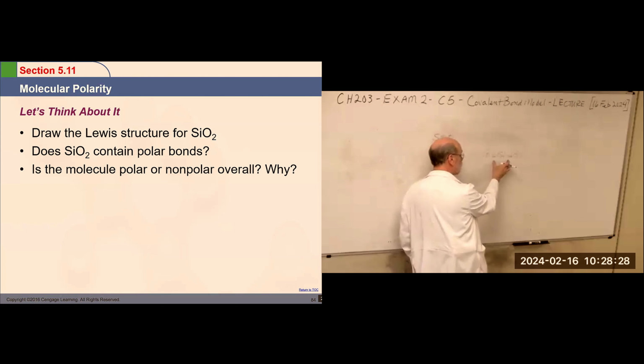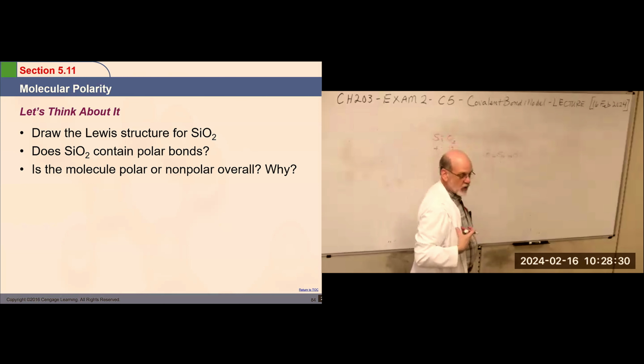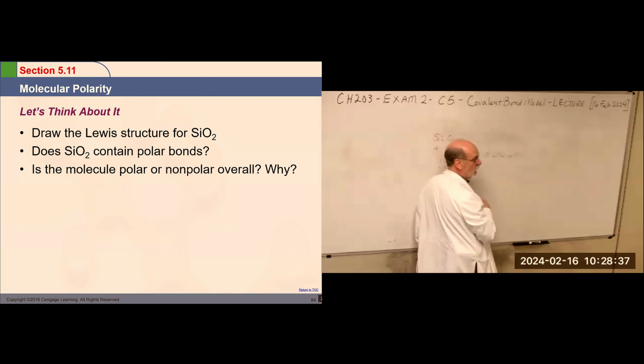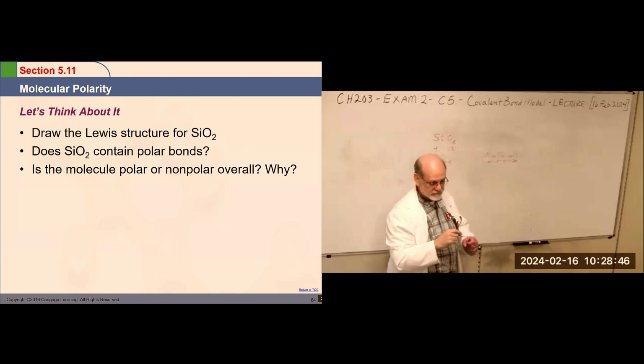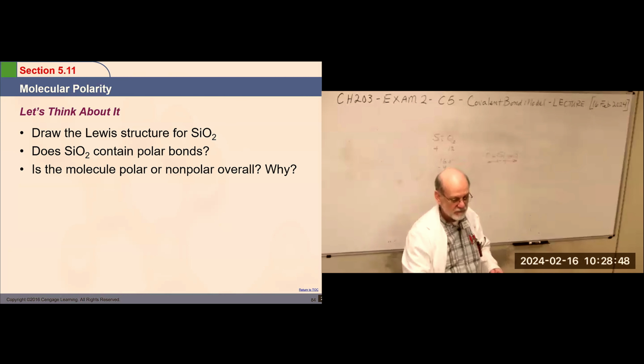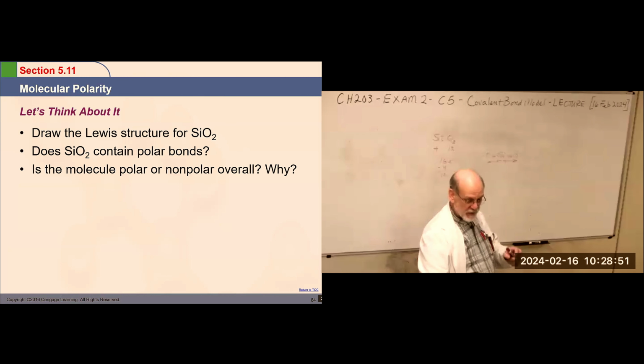That has 2 groups around the silicon and no lone pairs. So the molecular geometry is linear. And even though oxygen is more electronegative this way, and this way, they cancel each other out. So that molecule is non-polar. The bonds are polar, but the molecule overall is non-polar because they're symmetrical and equal in magnitude, but opposite in direction.